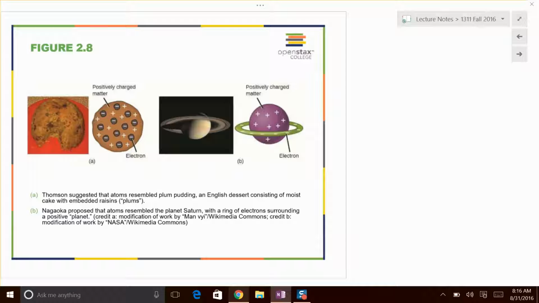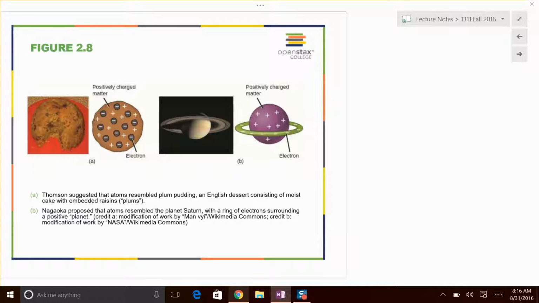So here Thomson suggests the atoms resemble kind of this idea. The positive and negative charges are just kind of distributed evenly throughout the entire thing. They call it the plum pudding model of the atom. Okay, you can see the raisins and everything, and the positive charges would be the cake part or the pudding part, I guess. I've never had plum pudding, so sorry.